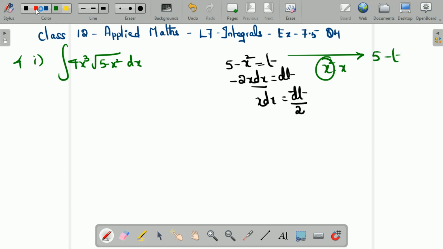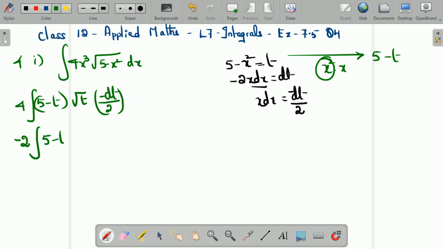So now let's make all these changes in the integration. So it is integral 4 into, I'm taking the 4 outside directly, x cube I'm breaking, remember, as x squared, and x squared I'm replacing as 5 minus t. Now for the root t, so that also goes in place. Now the remaining x dx I'm substituting as minus dt by 2. So minus 1 by 2 you can take out of the integration. So this will become minus 2 integral of 5 minus t into root t dt.